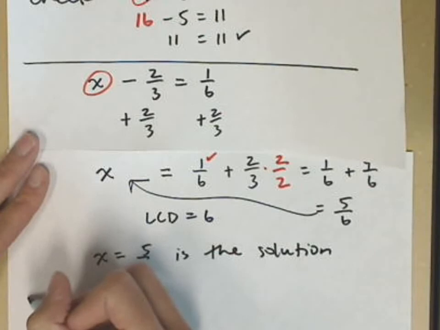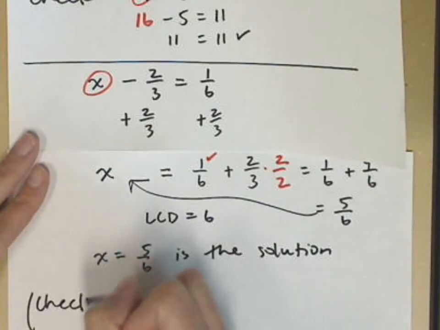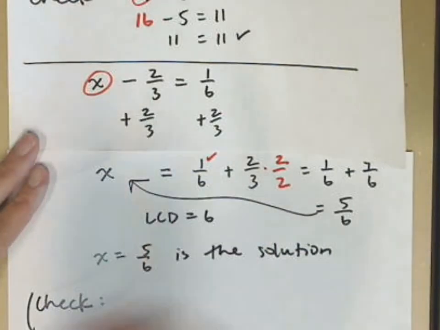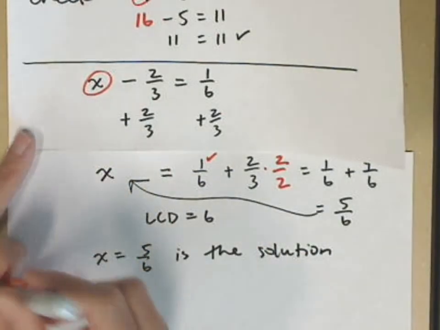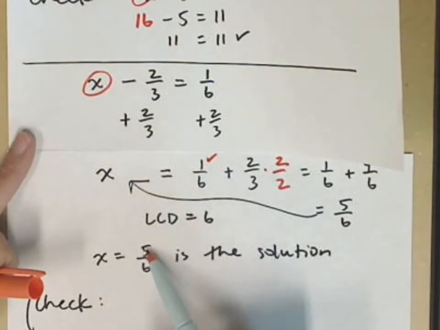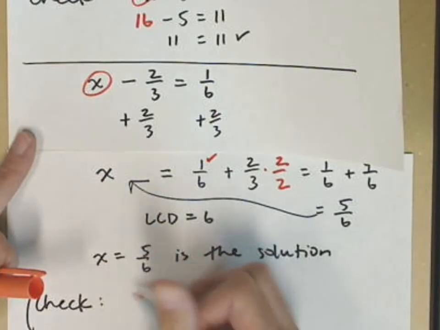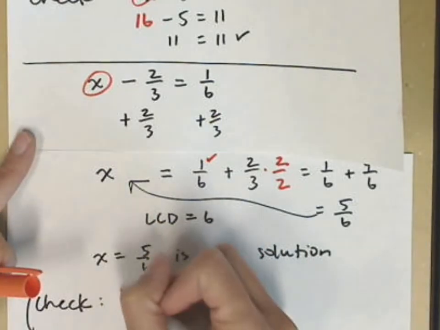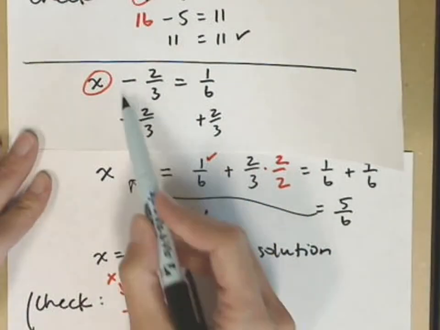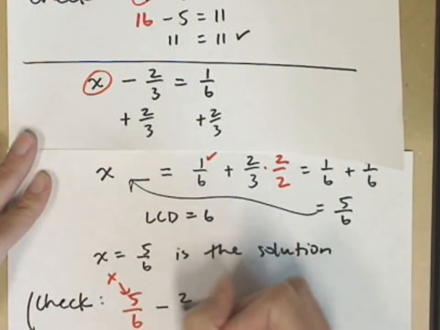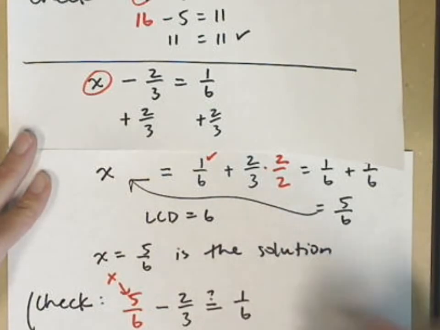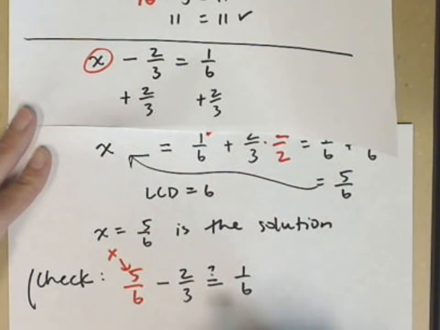If you wanted to follow this up, you could check it by substituting. The equation said x minus 2/3. So instead of x, where I've circled it right there, I'm saying that 5/6 works. So I'm going to replace the x with the 5/6. So 5/6, that was my x, minus 2/3 should equal, we'll check it, 1/6. Okay, I've got common denominators here.